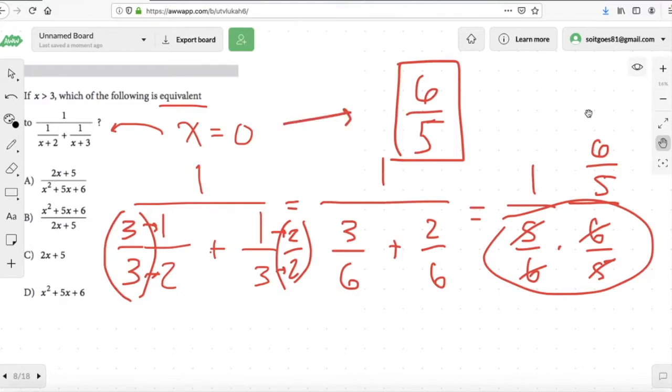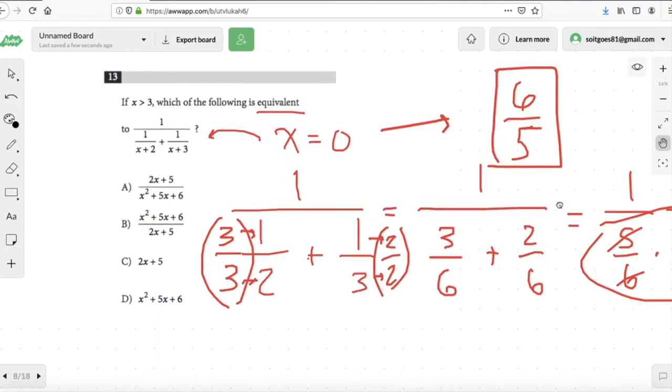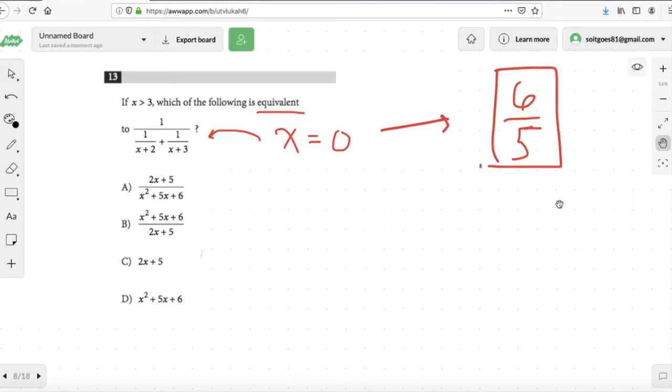Does that make sense? Mm-hmm. Okay. Now here's the deal. The correct answer choice has to give us 6 over 5 when x is 0. Does that make sense, Juliana? Yes. Okay. So let's plug in, and maybe even before we plug in values, just look at the answer choices. I think we can eliminate a couple answer choices that I know are not going to give me 6 over 5 just by looking at them. What answer choice can we eliminate?